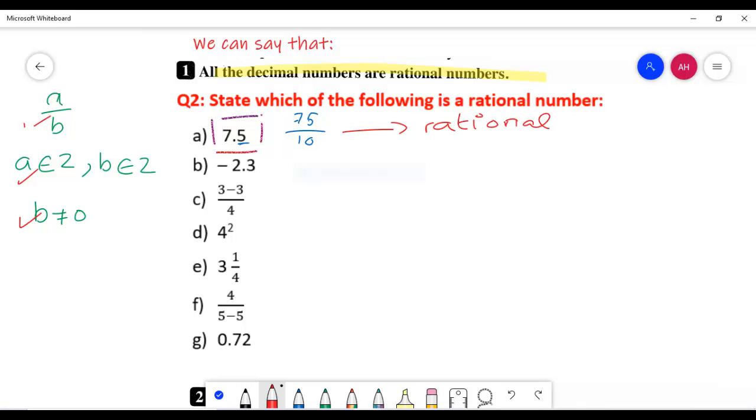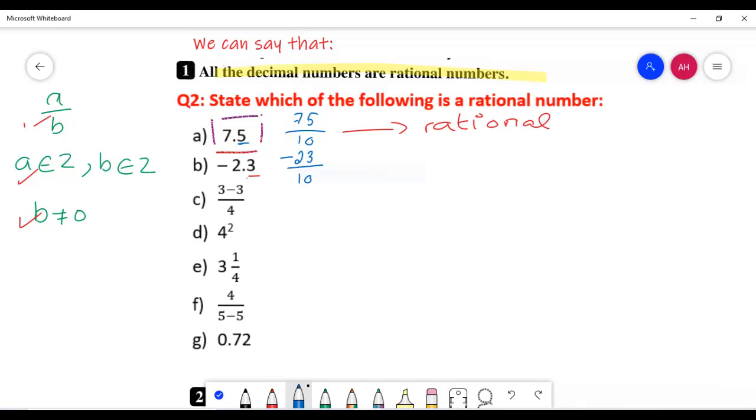Let's go for number B. Negative 2.3 is a decimal. To convert a decimal to a fraction, I must first count how many decimal places I have, and in this example it's 1. So my denominator is 10. And then I am going to write negative 23 as it is without the decimal. I have reached the form of a over b.